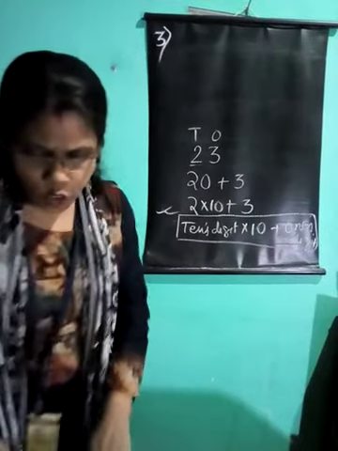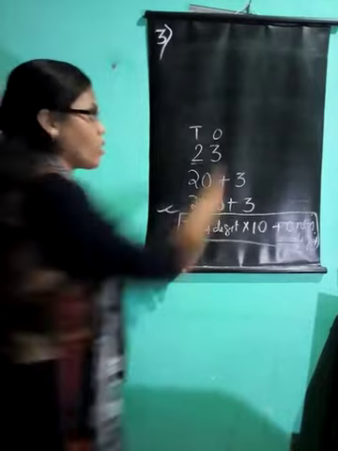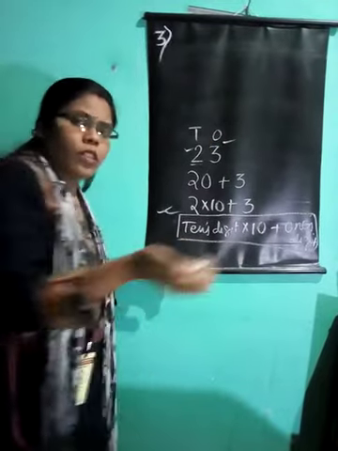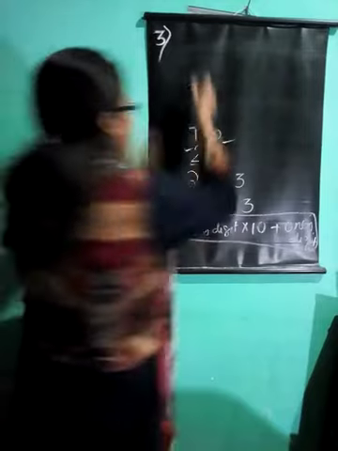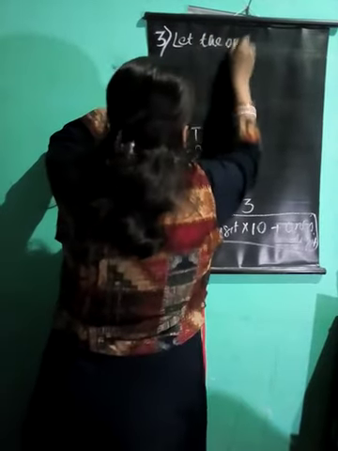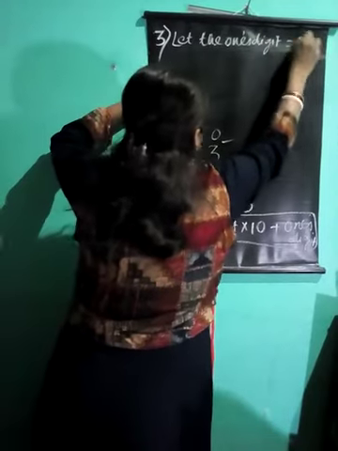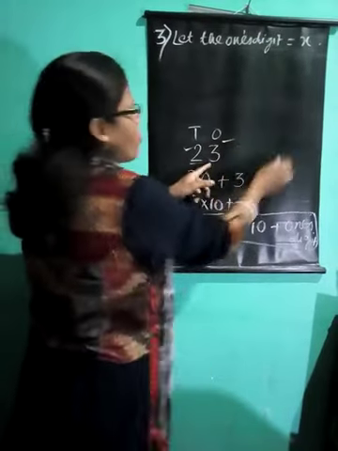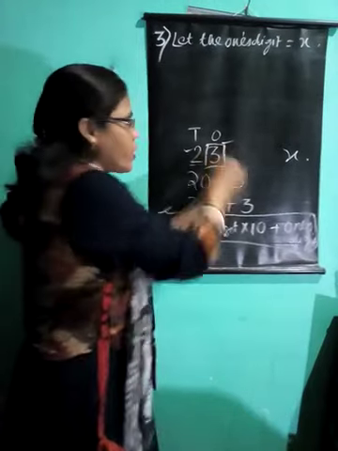Now, what is the question? The sum of the digits of the 2-digit number is 9. So you don't know the ones digit and the tens digit. You neither know the ones digit nor the tens digit. So let the ones digit be x. That is, in place of 3 you are taking it as x.